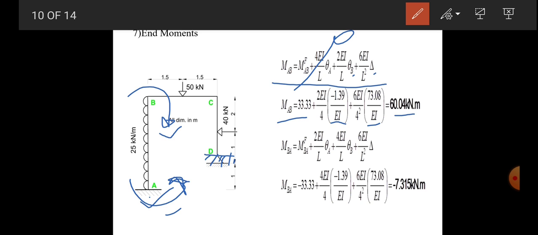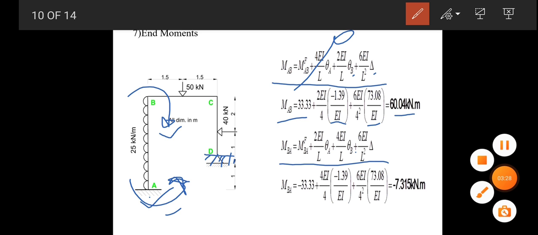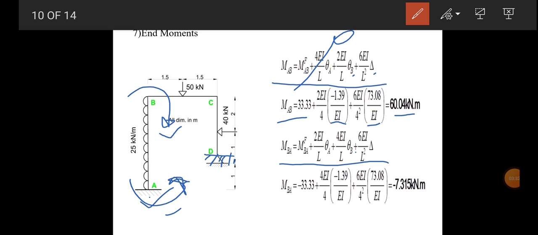Now find out for end B. The formula is MBA is equal to MFBA plus 2 EI by L theta A plus 4 EI by L theta B minus 6 EI by L square into delta. So here the moment due to the delta is positive, so that's why we take a positive sign for 6 EI by L square delta. Again A is a fixed end, so this theta A term will be 0. Putting the other values, MFBA is minus 33.33, theta B we know, delta we know, and we take a positive sign for this moment, assuming the moment toward the right side, or moment in anti-clockwise direction as positive. So by putting the value of theta B and delta, we have minus 7.315 kilonewton meter.